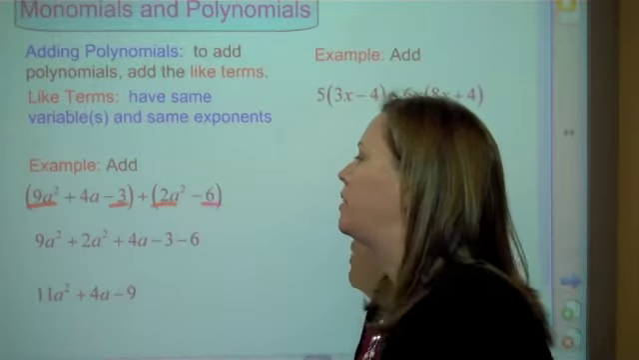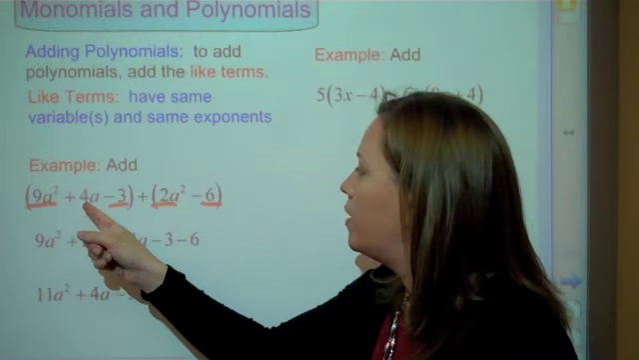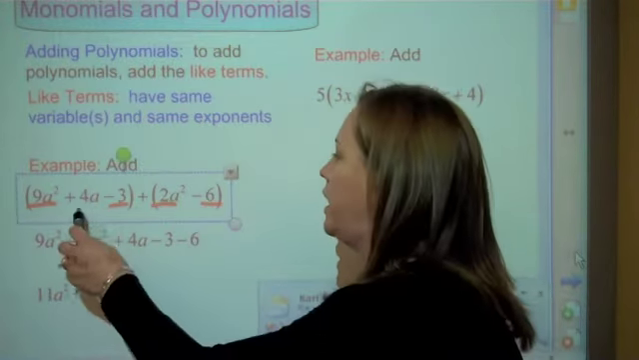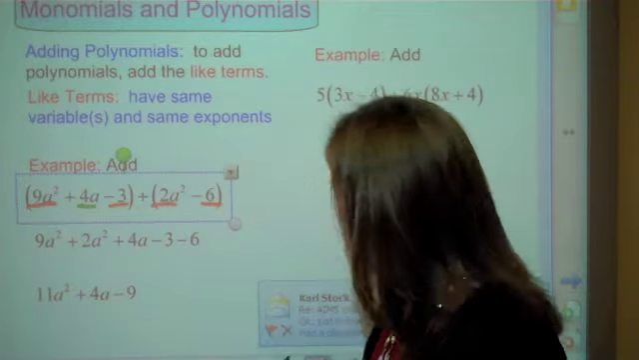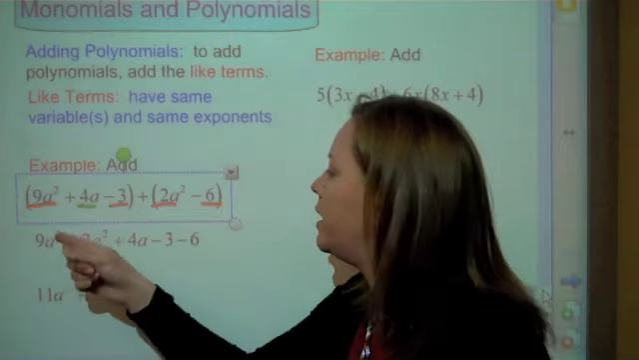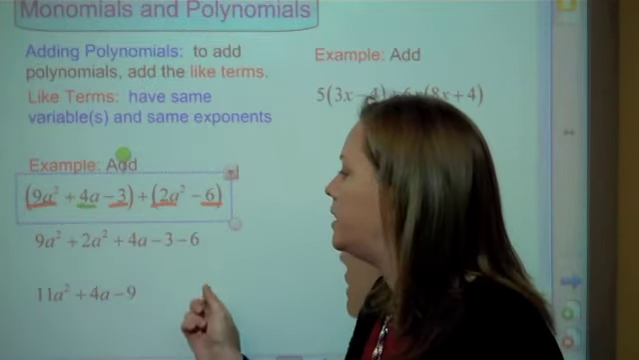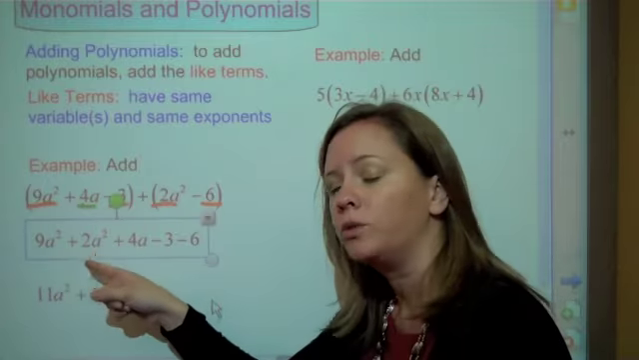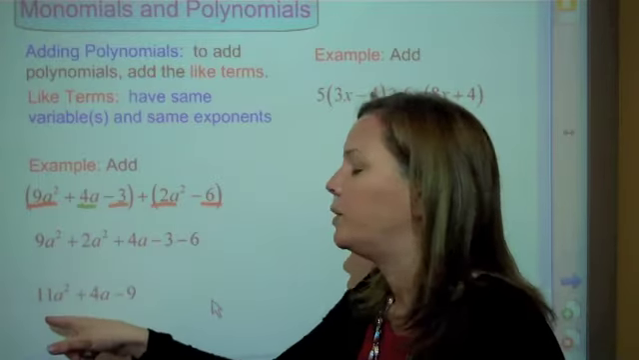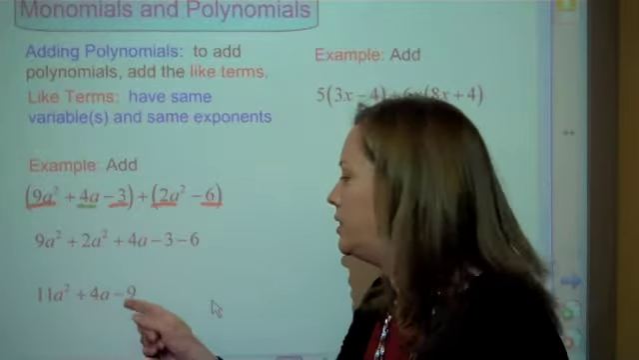Then I notice that 3 and 6 are both constants, so I'm going to be able to add those two together. 4a is the only a term, so that one is going to be by itself. So basically we have 9a squared plus 2a squared plus 4a minus 3 minus 6. If we add 9a squared plus 2a squared, we get 11a squared plus 4a, and then negative 3 minus 6 is negative 9.